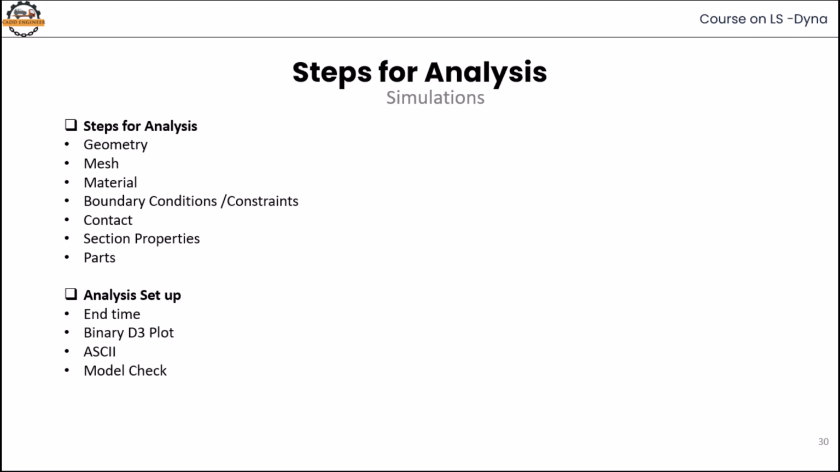Section properties are what we need whenever we take a solid body or shell body. We have to define the element type we have taken, whether it is a shell or a solid, or if you have a 1D problem, a beam element. You have to specify that in the section card.